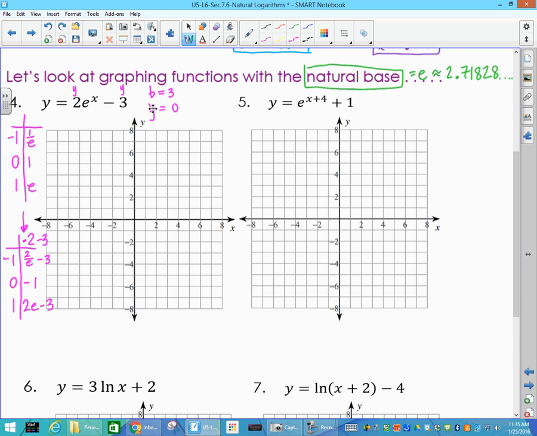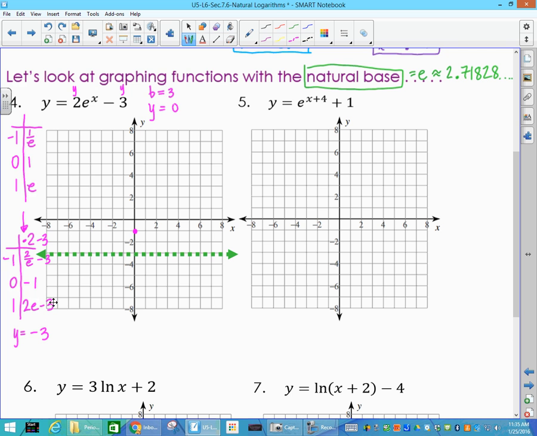Before I go on, let's talk about the asymptote. Did my asymptote change? Yes. 0 times 2 is 0, minus 3 is minus 3. So we'll go plot that asymptote, y equals -3. And now, 0, -1, so I'm going to plot that point. That's always an easy one to start with.